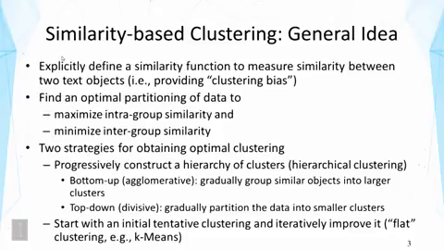So the general idea of similarity-based clustering is to explicitly specify a similarity function to measure the similarity between two text objects. Now, this is in contrast with a generative model where we implicitly define the clustering bias by using a particular objective function like a likelihood function. The whole process is driven by optimizing the likelihood. But here we explicitly provide a view of what we think are similar.